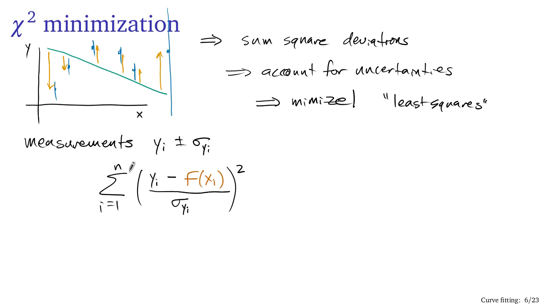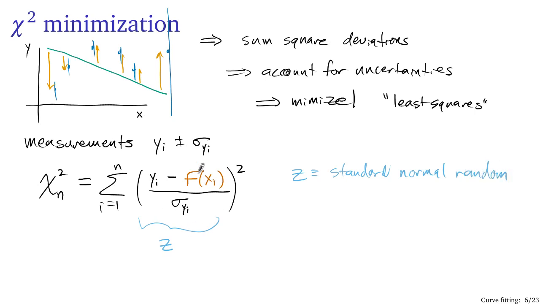But if these things are normally distributed, then the resulting statistic is what's called chi-square. Chi-square being defined as the sum of some n normally distributed random variables. So these things being, let's just say, z, where z is defined as some standard normal random number, we'll have mean of 0 and standard deviation 1 if we're looking at our deviations as scaled by the standard deviation estimate based on our experimental observations.